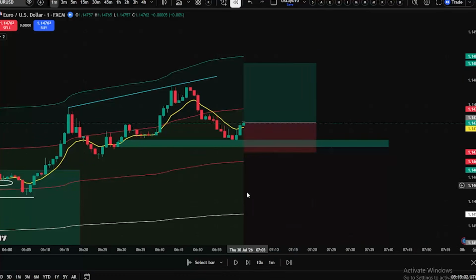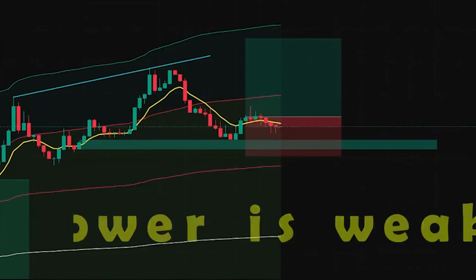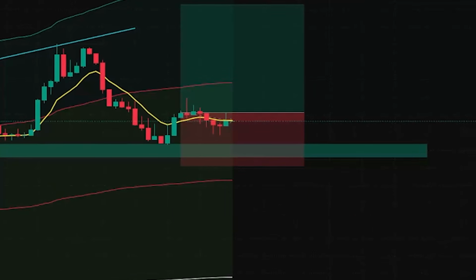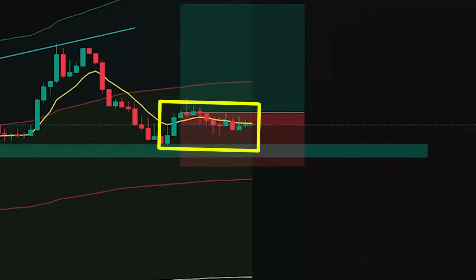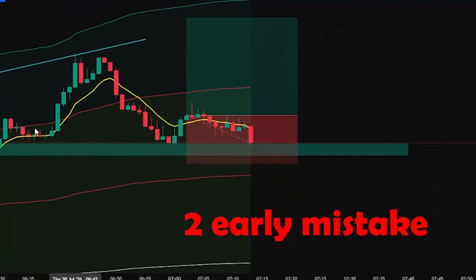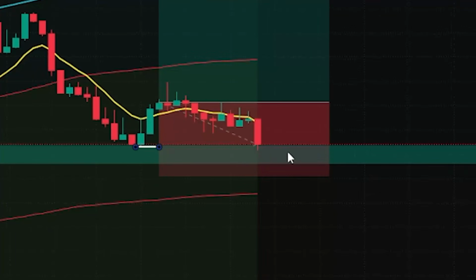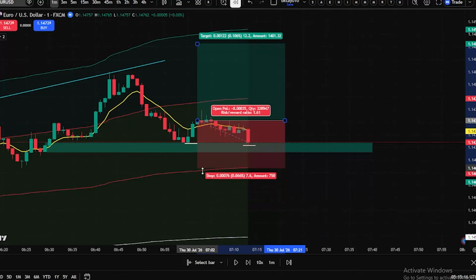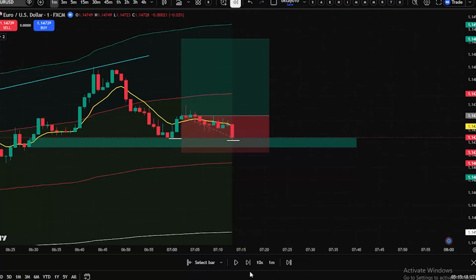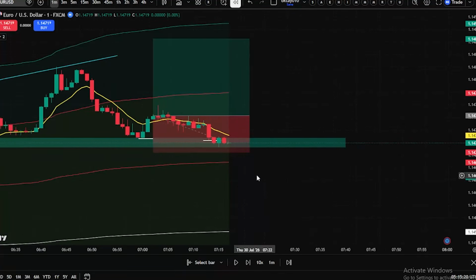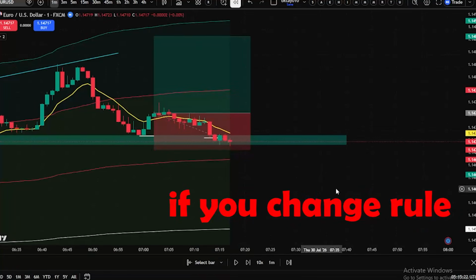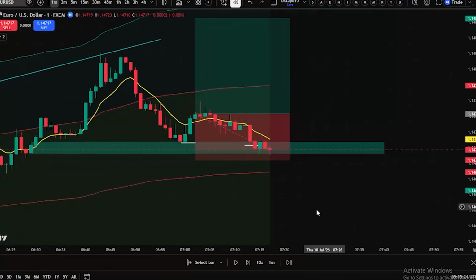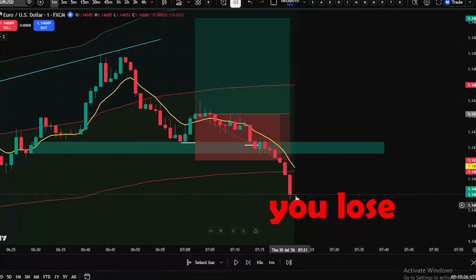But a few candles later, the power of the buyers is gradually weakening. The price cannot record a new high and starts to fluctuate. Here are two mistakes that most traders make. Either they move their stops, or they get out of the trade too early because they're afraid of losing their profits. But we don't do either of those things, because if we're going to change our rules in the middle of every trade, we're not testing our strategy, we're testing our emotions.